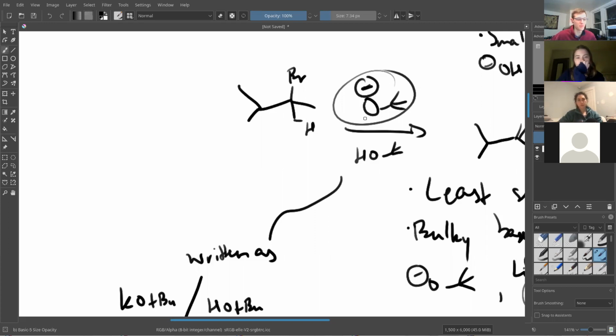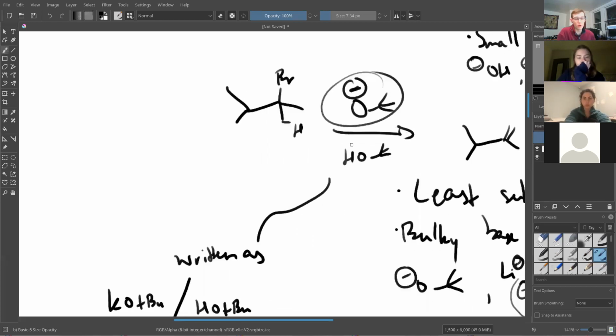But in a case like this, it's not as clear. So you might see things that are normally not SN2 solvents, and that might help clue you in that it's E2.